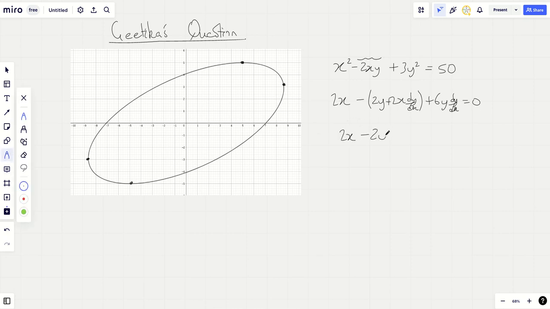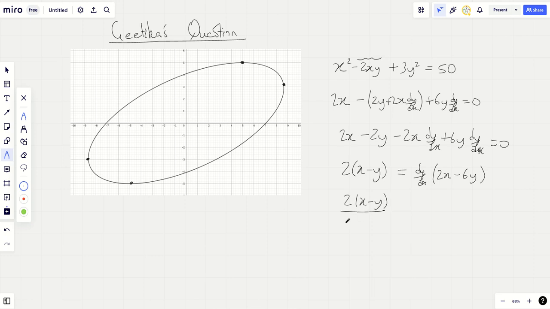We get 2x minus 2y minus 2x dy by dx plus 6y dy by dx equals 0. And factorising that, or actually should we just add that to that side? So we've got 2 times x minus y equals, and now we should have just halved everything to be honest, but never mind. And then we're going to get dy by dx is 2x minus 6y, and therefore put that underneath, we'll get 2 times x minus y over 2 times x minus 3y equals dy by dx. And you cancel the 2's and you get the answer. So that's the gradient function.